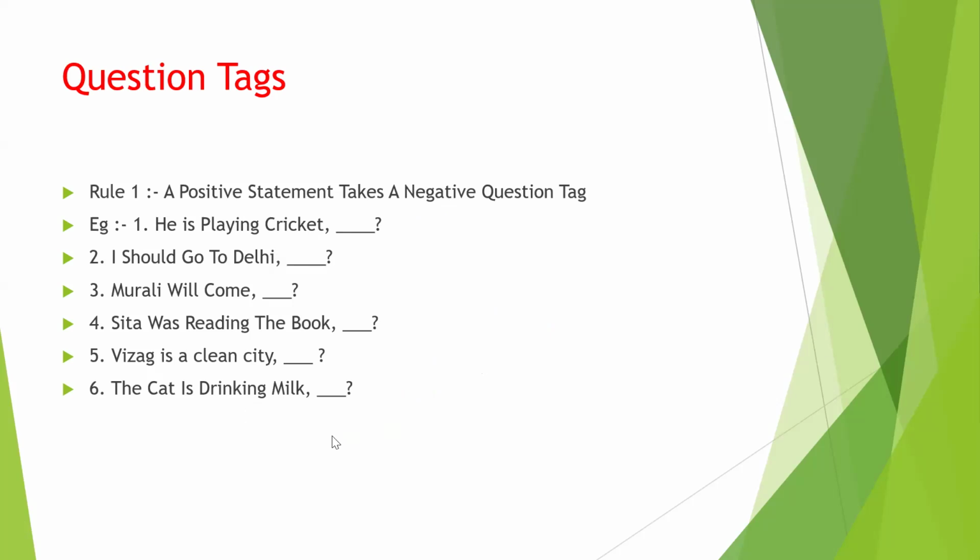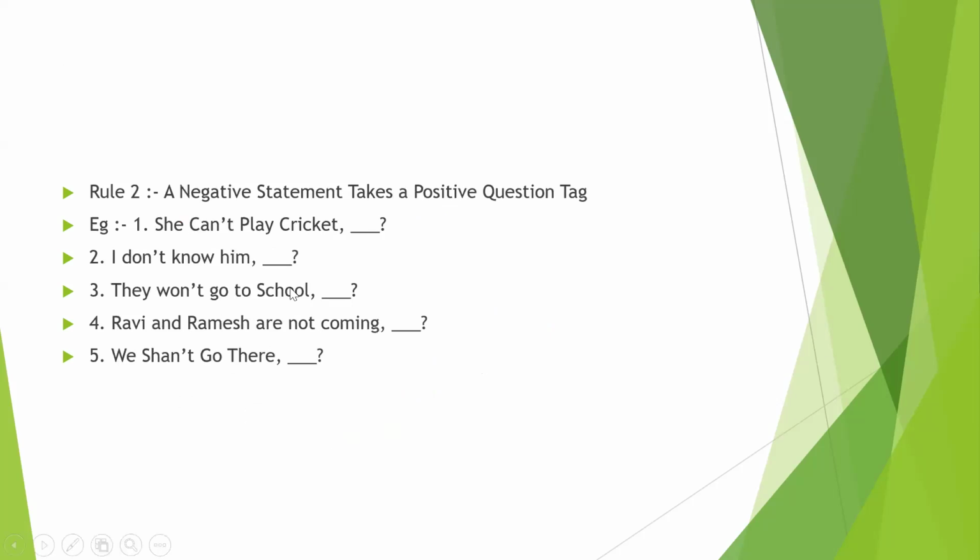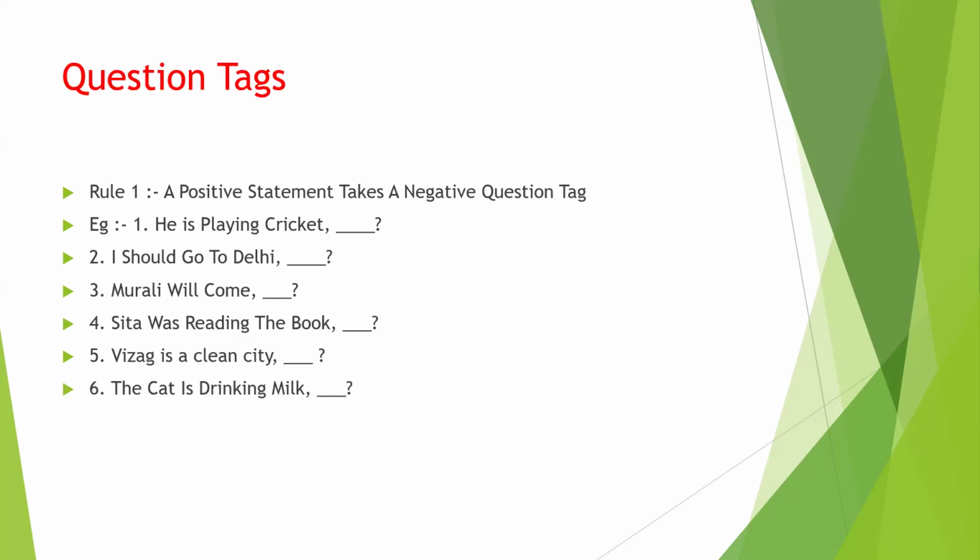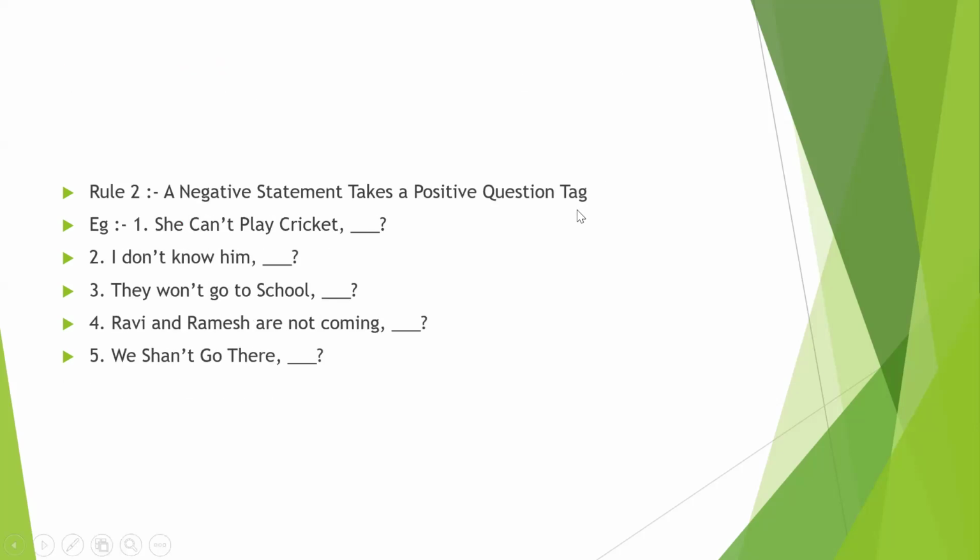Now let's move to the next slide, rule 2. Rule 2. A negative statement takes a positive question tag. In rule 1, a positive statement takes a negative question tag. In rule 2, a negative statement takes a positive question tag. How can we write? Now let's see one by one.